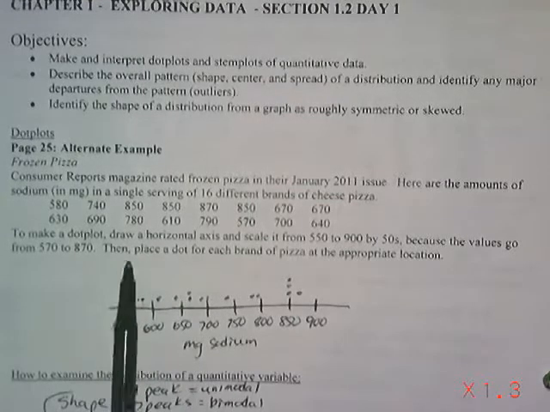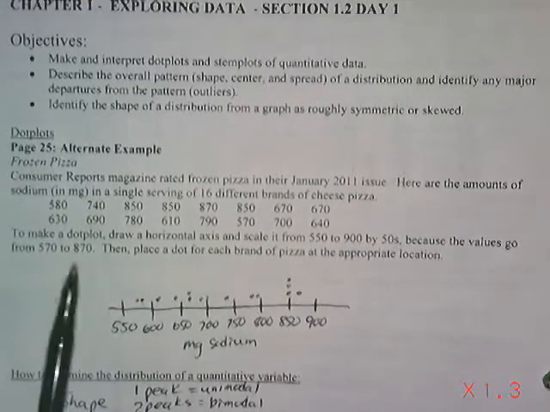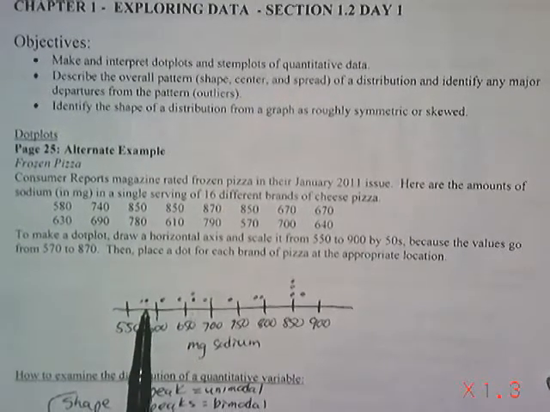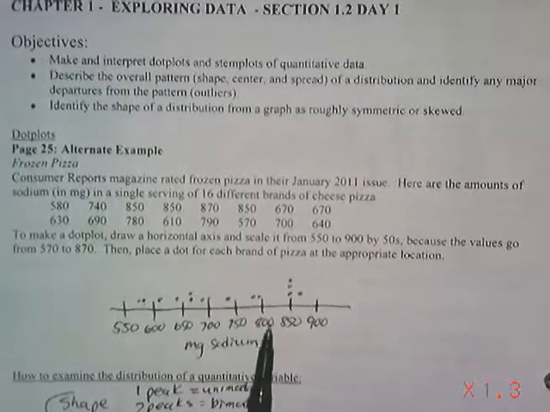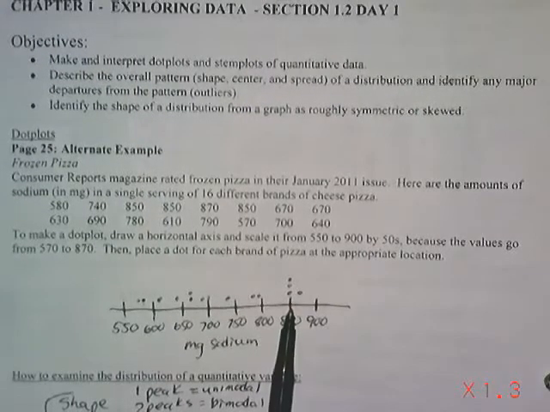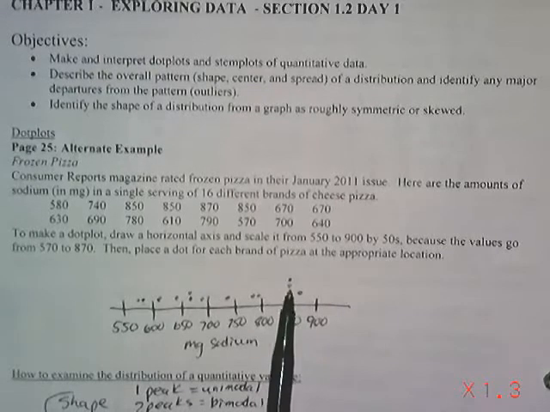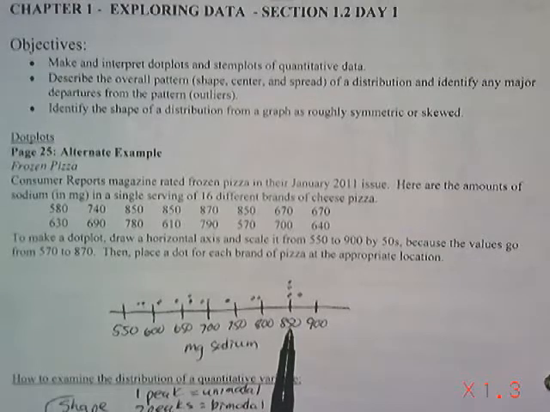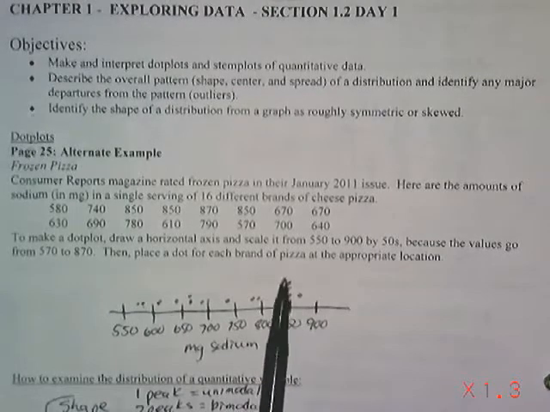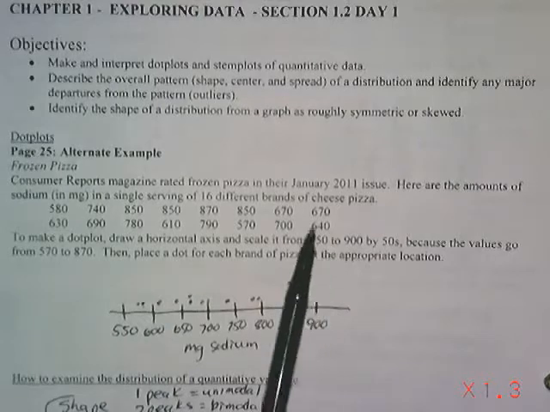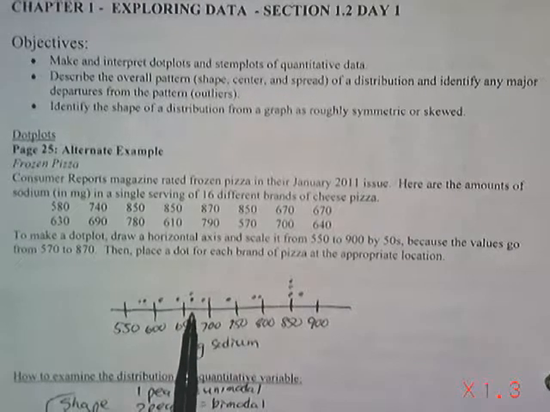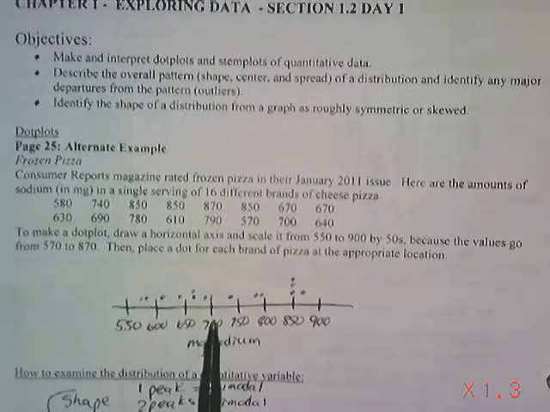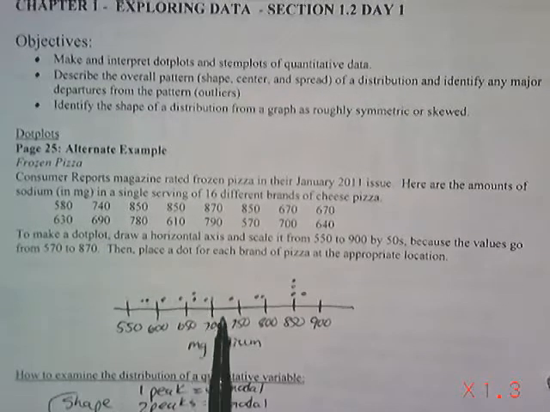670, another 670, 630, 690 over here, 780, 610, 790, 570, 700. You can hardly see that dot, but it's there. And 640. And that's milligrams of sodium. Notice that it's labeled appropriately. Okay. And this is quantitative data. This is data we can take an average of.